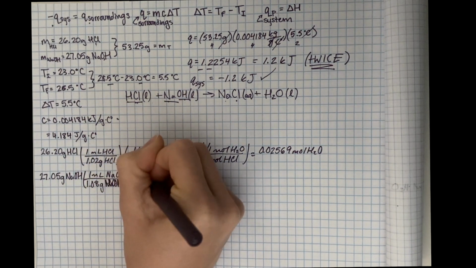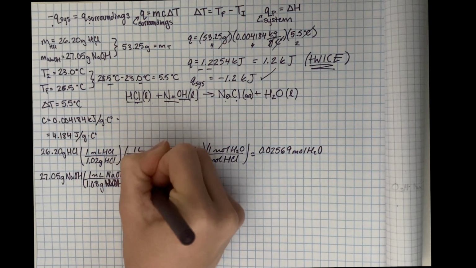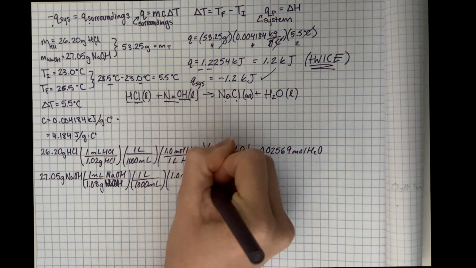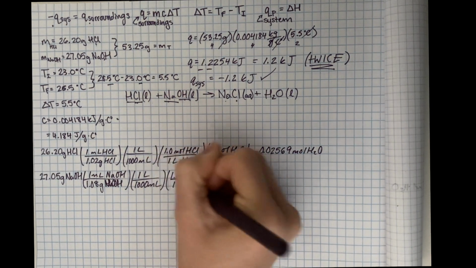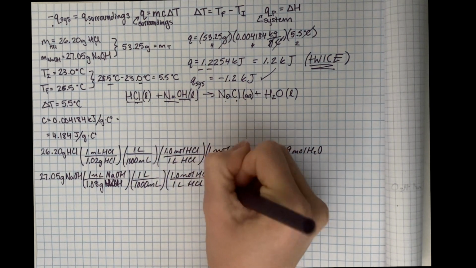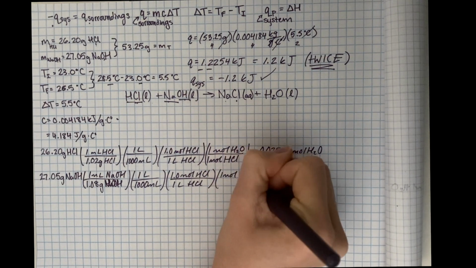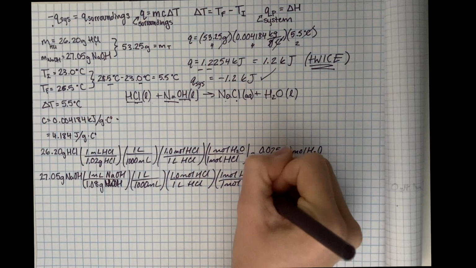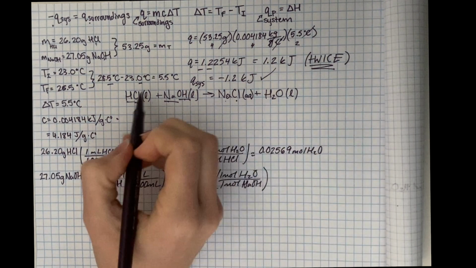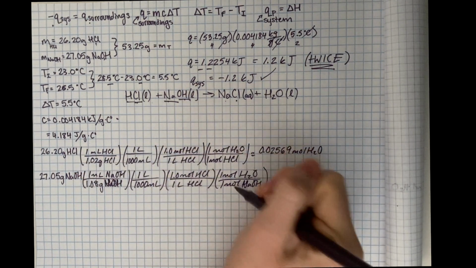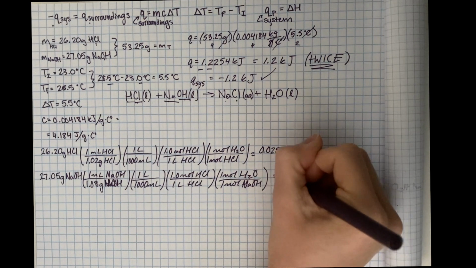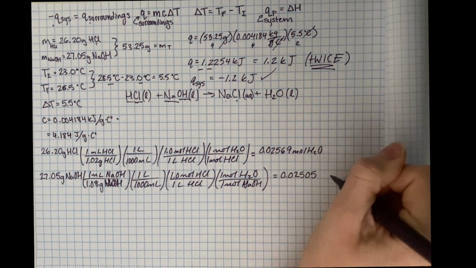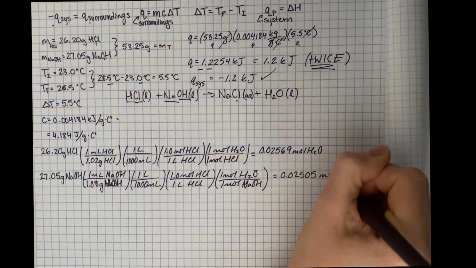And same deal as last time. One mole of water is produced for every 1 mole of NaOH that's put into the system. If we had different coefficients here, these molar ratios would change. So you can't always assume it's a 1:1. It's going to result in 0.02505 moles of H2O.